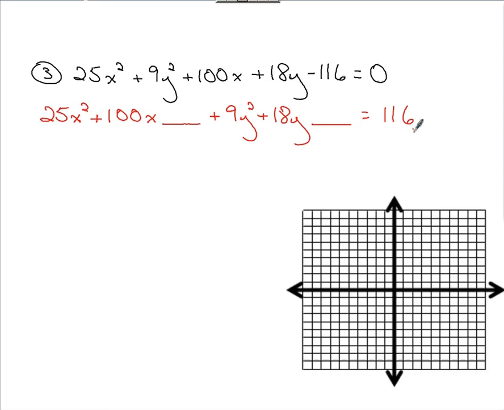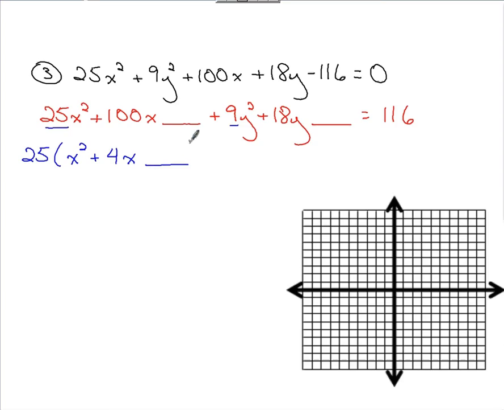Alright, if we're looking to complete the square, this is a little different than with the circles. The big difference is, notice the coefficients on the quadratic terms. We don't have ones. If we're going to be able to complete the square, we need ones. So for the x's here, I'm going to take out a 25. I'm going to have x squared plus, I'm factoring out a 25 from 100, so that's going to be 4x.